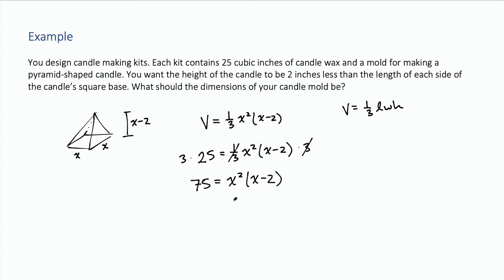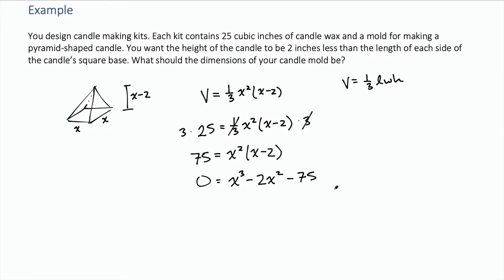And here, we can distribute the x squared, and we have x cubed minus 2x squared. Let's subtract the 75 over so that we have a 0. We're now finding the zeros of this polynomial. We have techniques for finding the zeros of a polynomial. We have the rational zeros theorem that tells us that the factors of 75 divided by the factors of 1 will be the rational zeros.